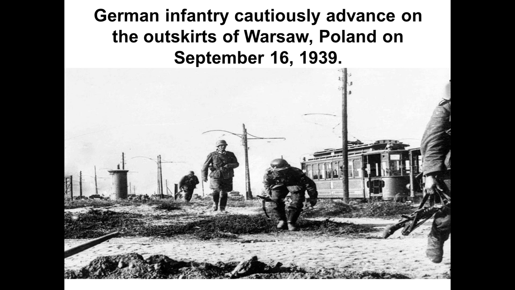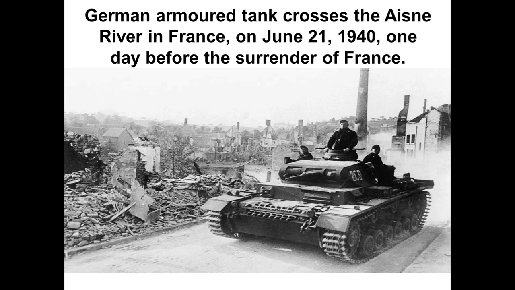See how France was destroyed. A German armored tank crosses the Aisne River in France on July 21, and one day before that, France surrendered. You can see in the background the ruins to which the city has been reduced, and here is a Nazi tank marching on top of it.